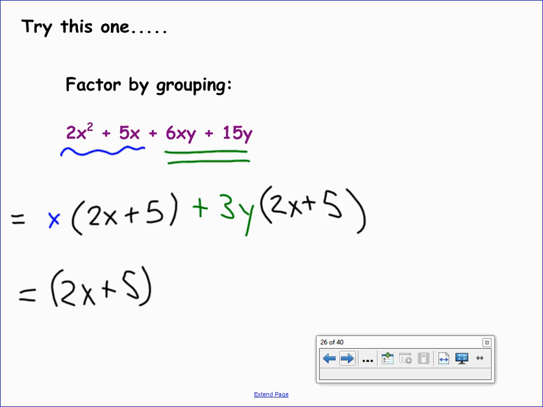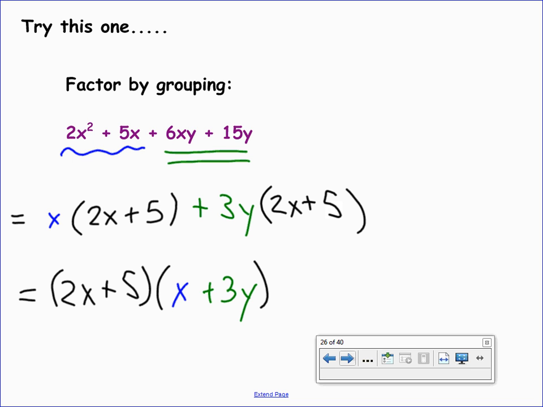If I were to factor out that 2x plus 5 from the first term in a reverse distributive property problem, what remains? Well, the only thing that remains in that first term is that blue x. Does everybody see that? If I were to factor out a 2x plus 5 in parentheses from the second term, what's the only thing that remains? A plus 3y. So my final answer is 2x plus 5 times x plus 3y.